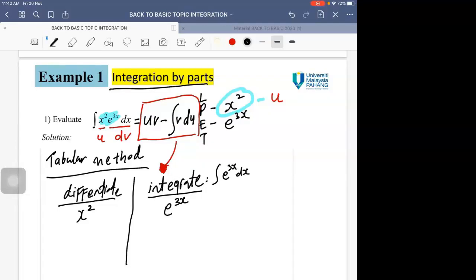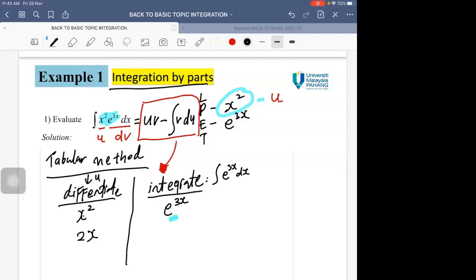Okay, so first we differentiate. Focus on this column. This is your u. Differentiate x squared, we get 2x. Integrate exponent 3x, what do you get? Okay, students, please tell me, integrate exponent 3x, what did you get? Exponent 3x over 3.